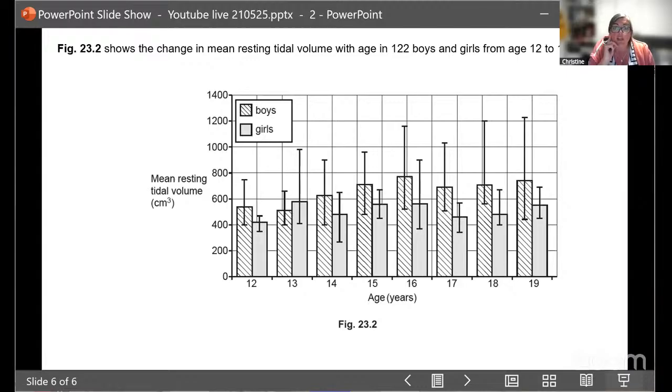Vital capacity is tidal volume and inspiratory. Yes, yes, it is.